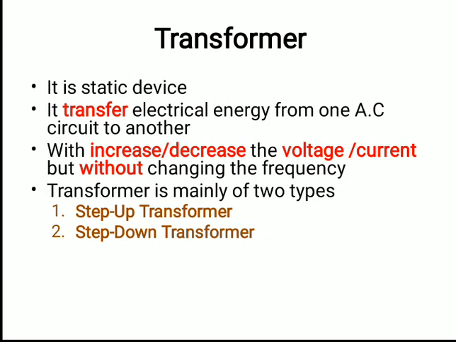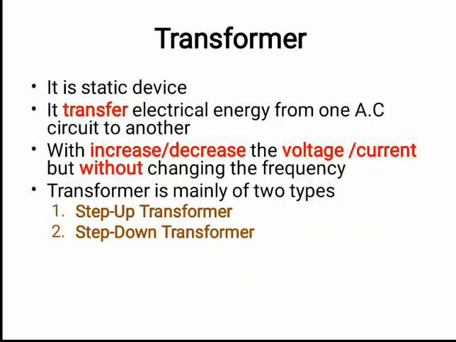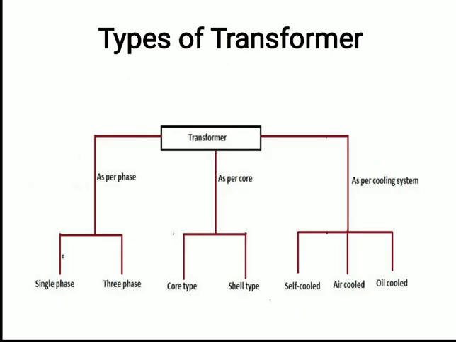Okay, so let's see next. What are the different types of transformer? First, we have seen that the most important 2 types are step up and step down transformer. After that, depending on different scenarios, it is divided again into 2 types. As we all know, there are 2 types of supply: single phase and 3-phase supply. The transformer which works on single phase is known as a single phase transformer, and the transformer which works on 3-phase is known as a 3-phase transformer.